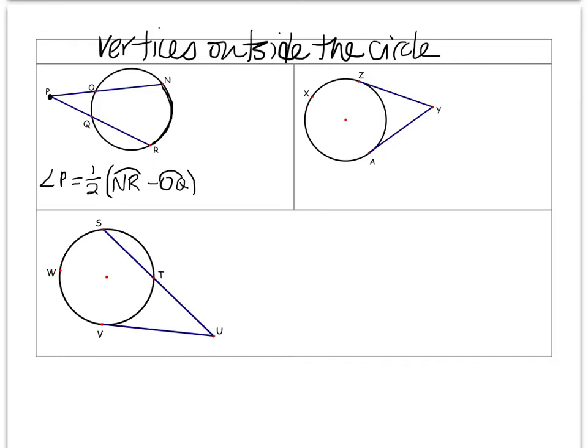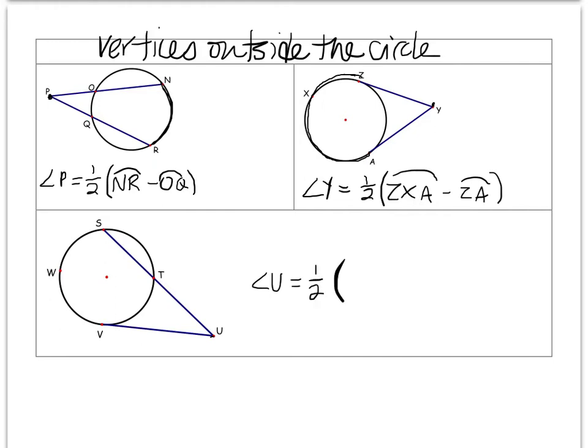So over to the right, again, the same thing is true. Our vertex is outside the circle, so the same rule is going to apply. Angle Y is equal to 1/2 this whole arc, so arc ZXA, all the way around the long way, minus ZA. Finally, same thing's true down here. Again, U is outside the circle, so angle U is equal to 1/2 arc SWV minus arc TV.